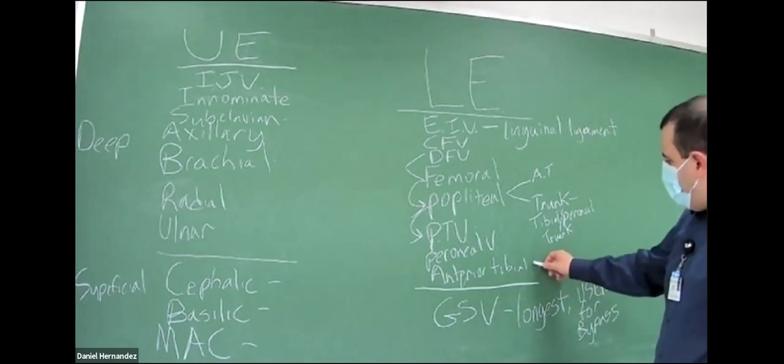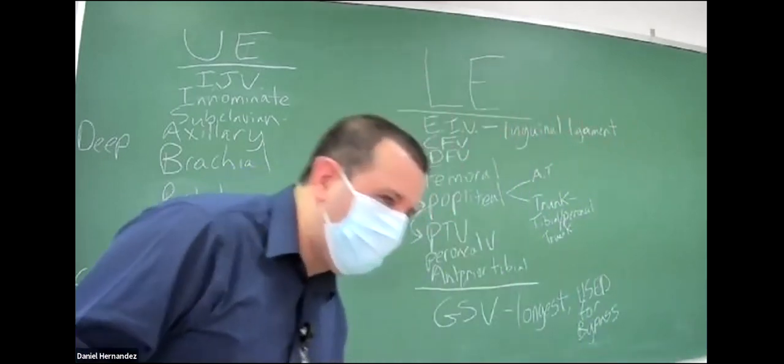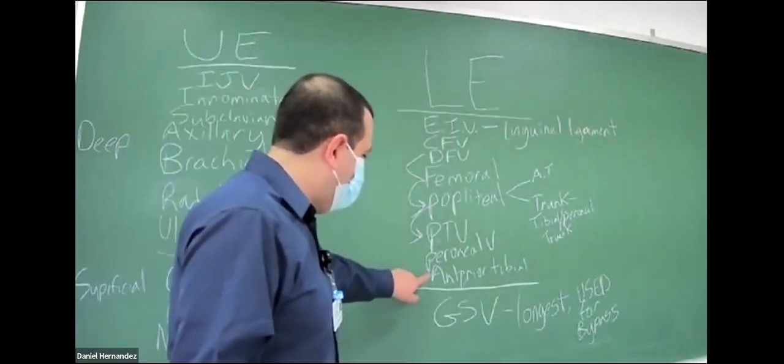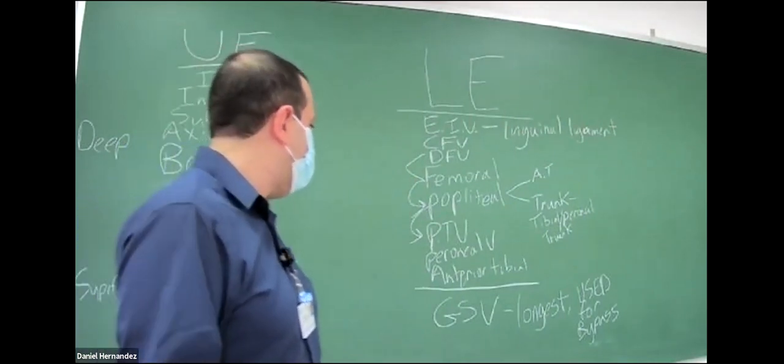So these anterior tibial veins are more along the outside anterior portion of the leg. Typically, we don't image the anterior tibial veins as part of your normal DVT study.